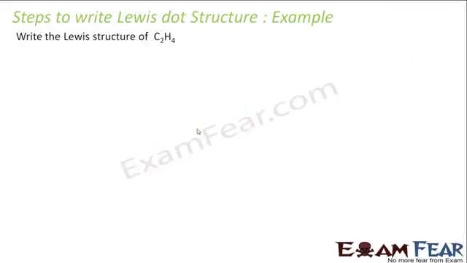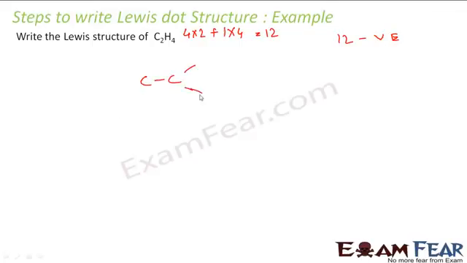Let's take the example of C2H4. Carbon has 4 valence electrons, so 4 into 2 for carbon. Hydrogen has 1 valence electron, so 1 into 4 hydrogens. So the total is 12. We have 12 valence electrons to start. Let's draw the structure first. 2 carbons and 4 hydrogens, right? This is a decent structure we can draw.